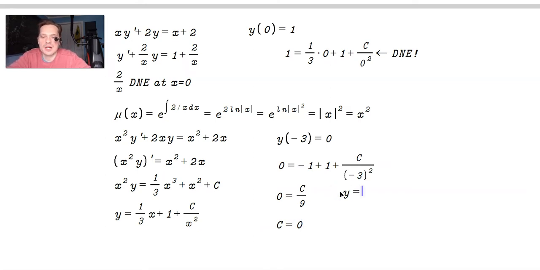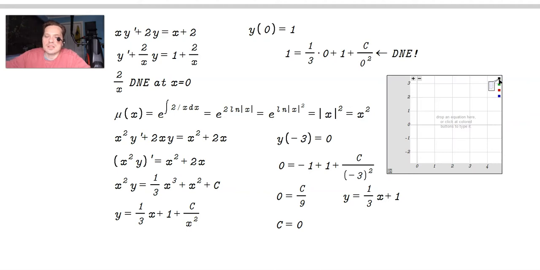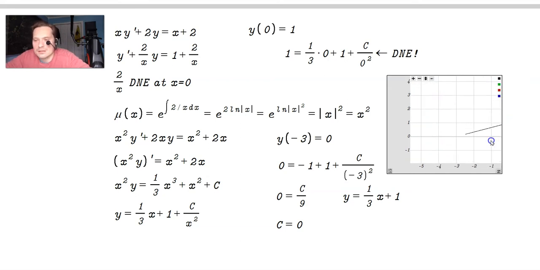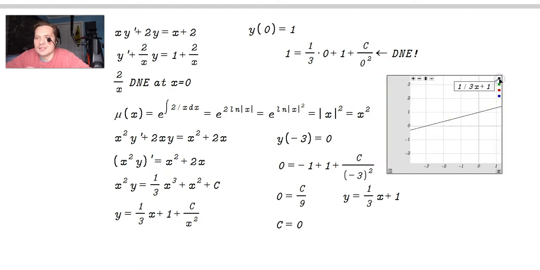It's y equals 1/3 x plus 1, because c is 0 in that case. So in this case, we have 1/3 x plus 1. As you can see, no problem. That seems to work perfectly, right? So let's see. When the -3 goes in, 0 comes out. We go right through that point. Perfect.